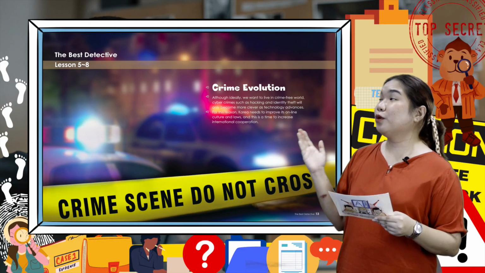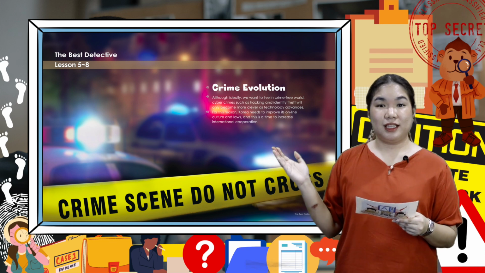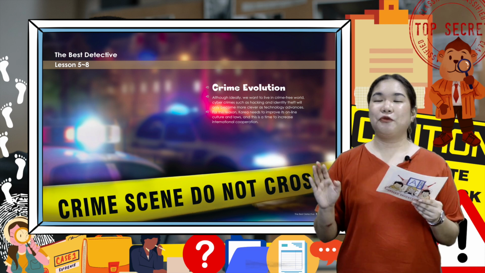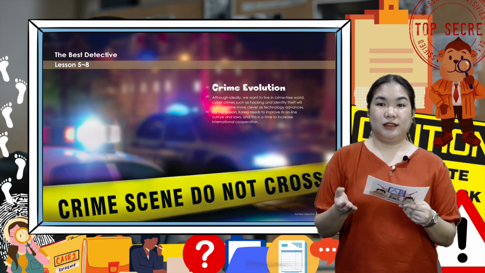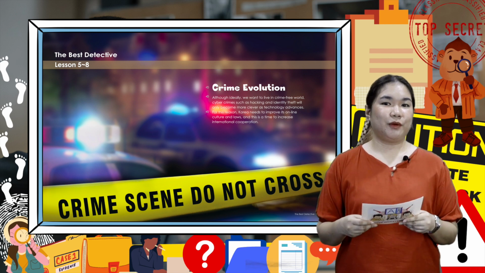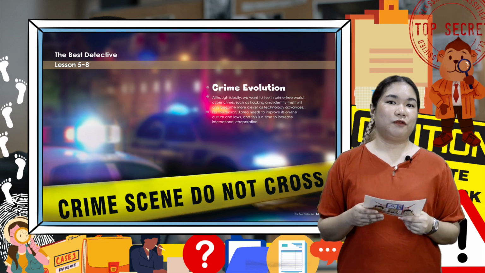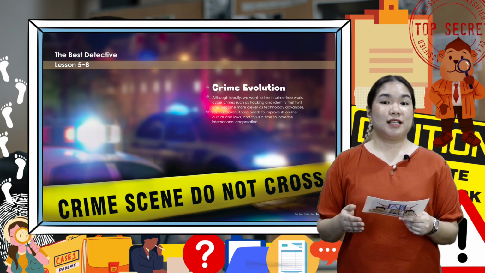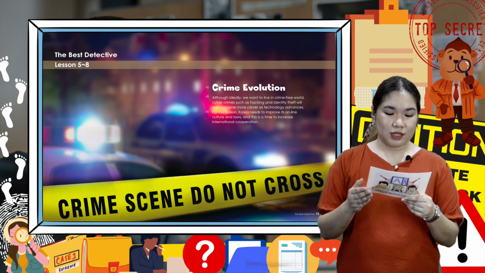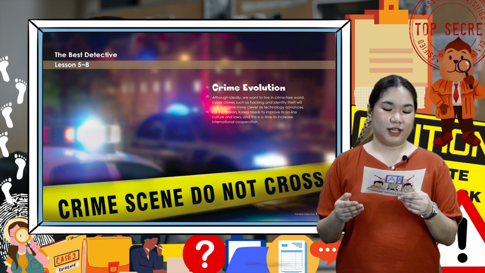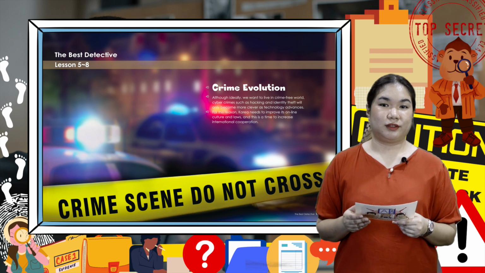In crime evolution, ideally, we want to live in a crime-free kind of world. Cybercrime like hacking and identity theft can be so much more clever because of the advances of technology. This means that Korea needs to enhance their online culture and laws, and this is a time to increase international cooperation.